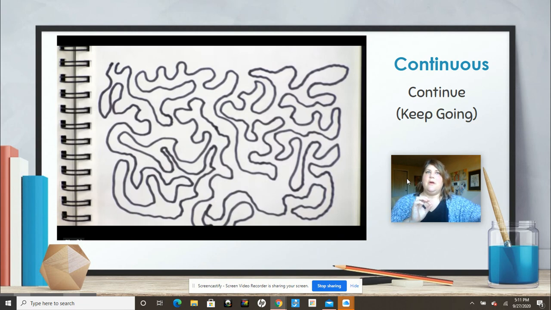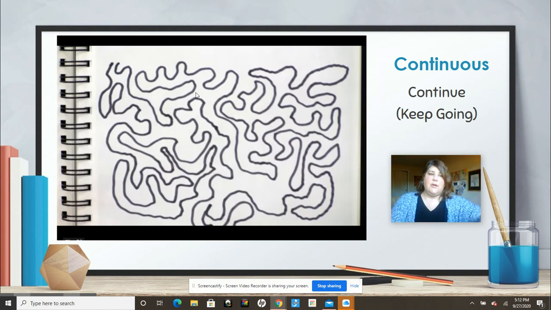So if you remember, there was a part when the speaker said "continuous." Do you remember him saying that? Well, that's what we're going to work on. So, continuous. What you're seeing in this picture is a continuous line. That means it keeps going and going and going. Continuous comes from the word continue, which means to keep going.